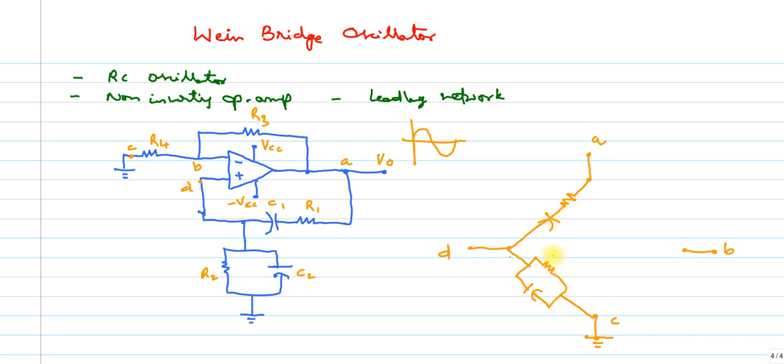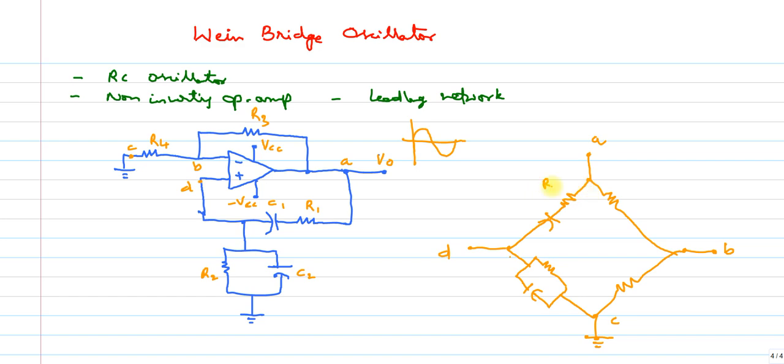Next, from C to B, I am having R4, and from B to A, I am having R3. So this is my R3.